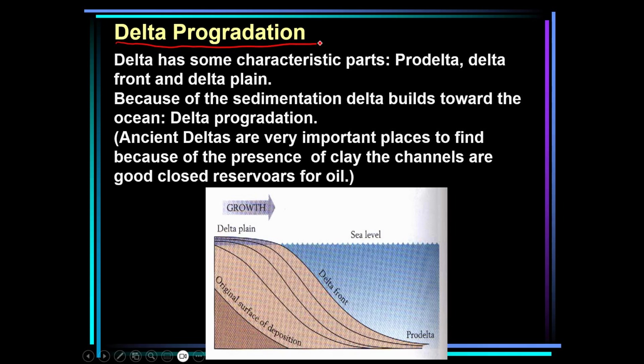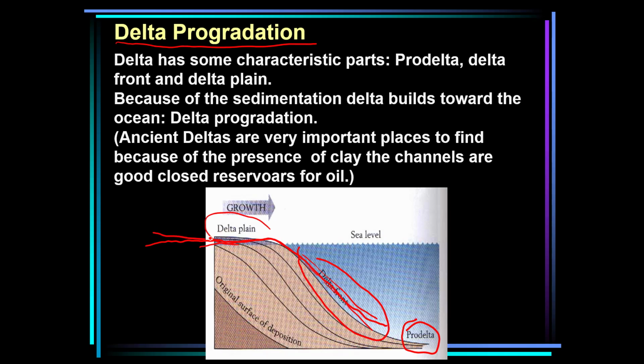So the delta has some characteristic parts. The pro-delta, which is the area before the delta. We have the delta front, along which the sediment is settling down. And we have the delta plain, which is on the top. That's how the river is flowing, coming into the ocean and settling down, okay?